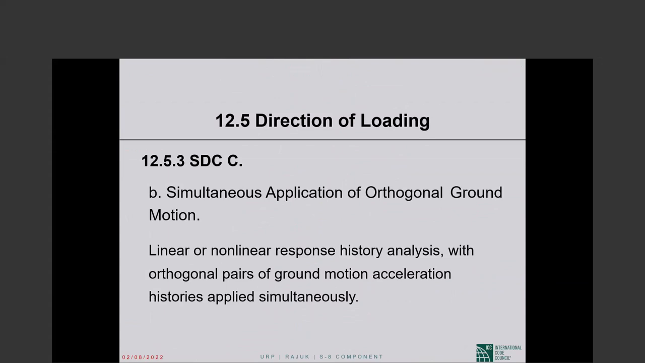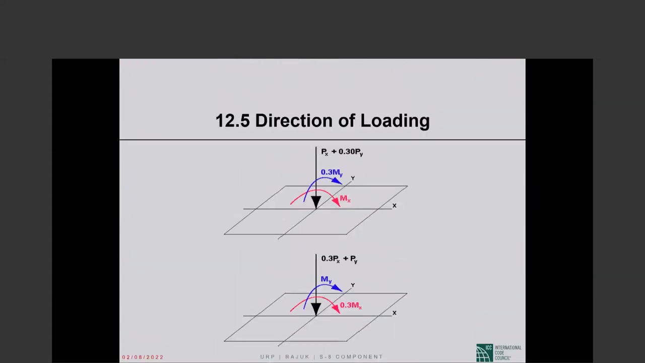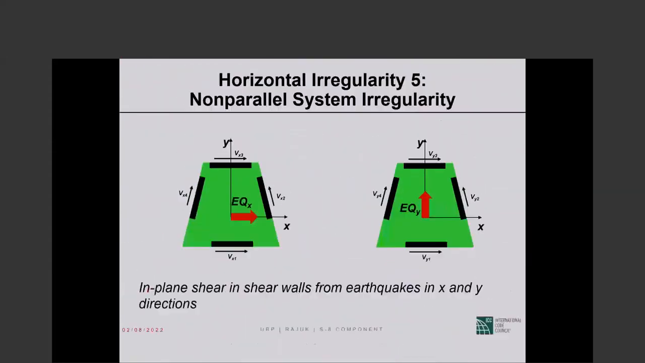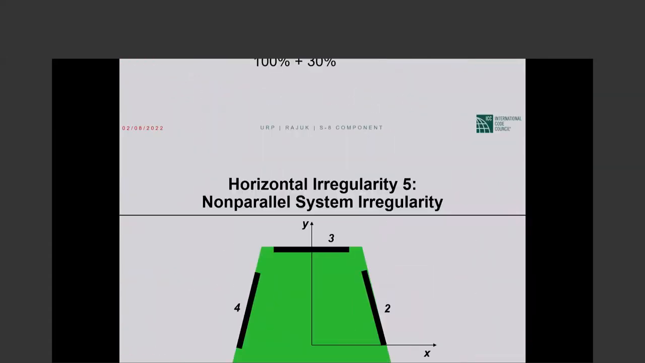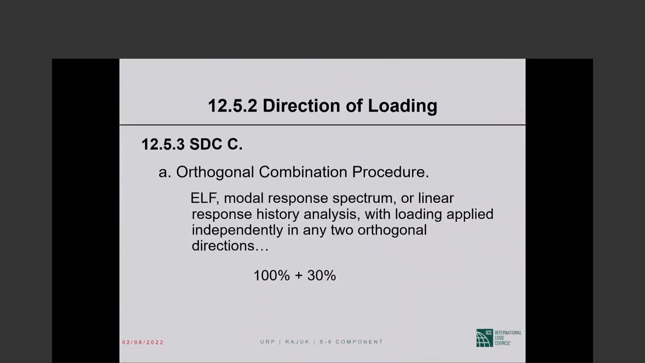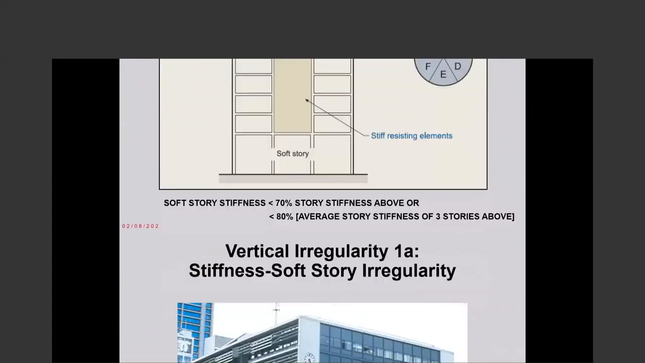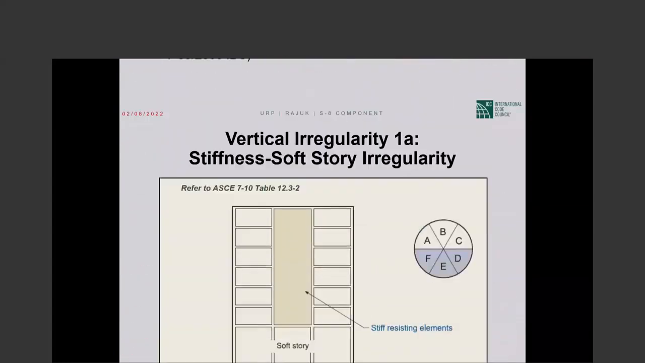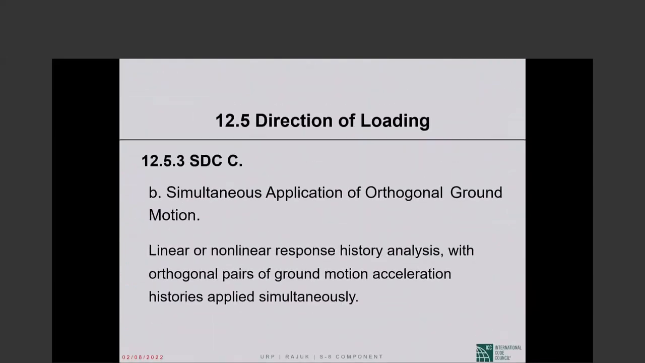So the orthogonal combination procedure, that is one way to go. Or the other thing you can do is simultaneous application of orthogonal ground motion. So linear or nonlinear response history analysis, time history analysis with orthogonal pairs of ground motion acceleration histories applied simultaneously.